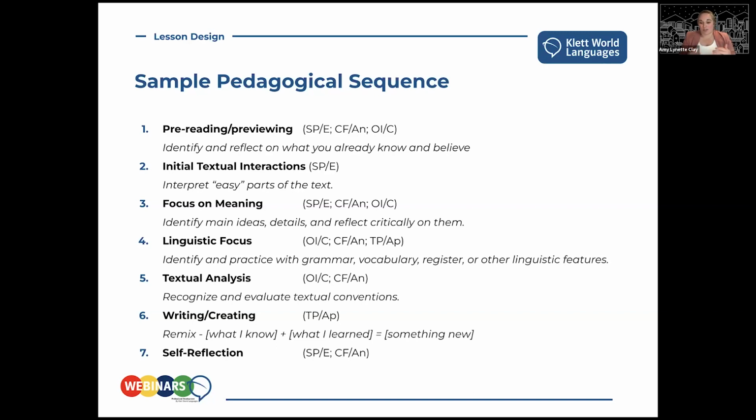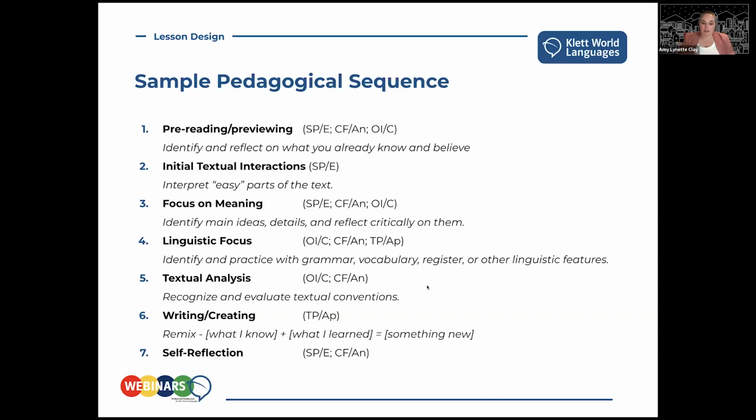After that, textual analysis. And this is, I want to say, key to literacy, and it's a transferable skill. So learning how to analyze a text for the kind of genre it is and reuse that genre or evaluate how well it fits the genre is something that we do every day. And so here we're recognizing and evaluating textual conventions. This tends to be conceptualizing and analyzing.